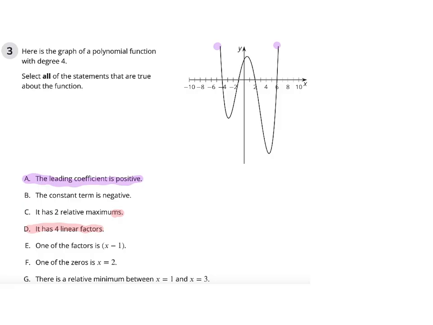4 linear factors: 1, 2, 3, 4. One of the factors is x minus 1. X plus 1, no, that's not true. One of the zeros is at x equals 2. That is true. There is a relative minimum between x equals 1 and x equals 3. No, it's a little bit further to the right than 3. It's in between 4 and 5. So no, that is not true.